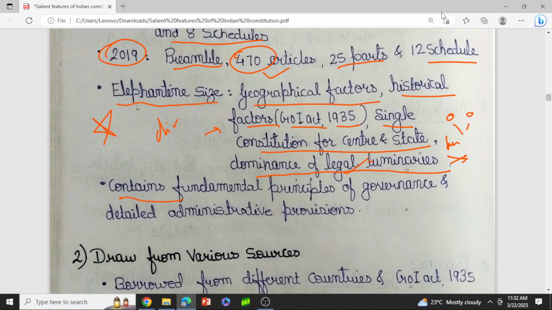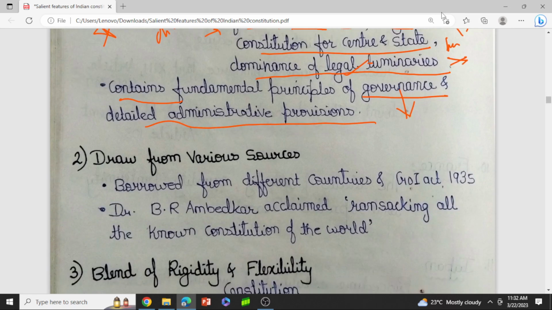Now, it contains fundamental principles of governance and detailed administrative provisions. So how governance would happen within the country and administrative provisions, everything is given in one constitution, and hence it is the lengthiest written one.